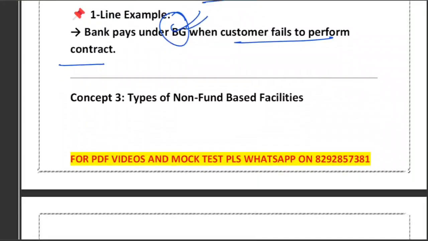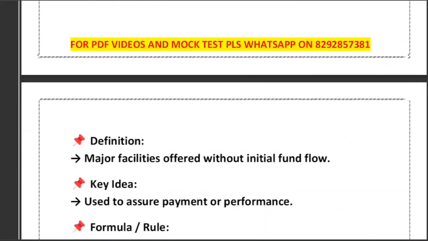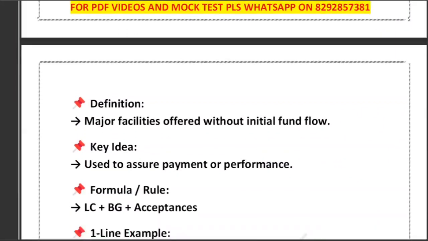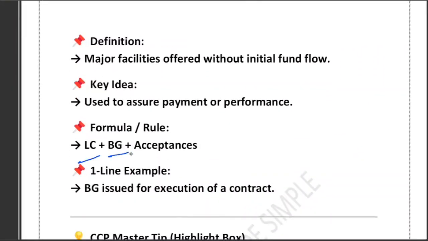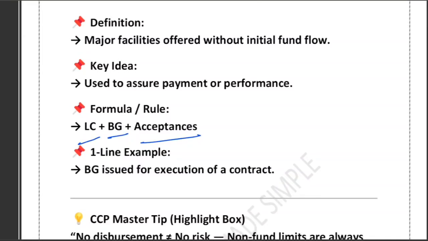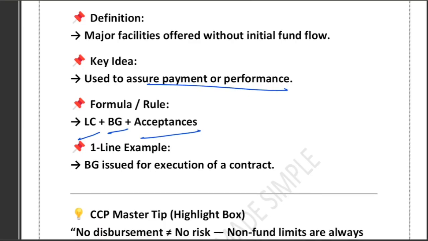If you look at the types of non-fund based facility, what are the main types? The first one is letter of credit. The other is bank guarantee, and the third one is called acceptance. All these have a common purpose: assuring payment or performance, with no immediate fund flow.